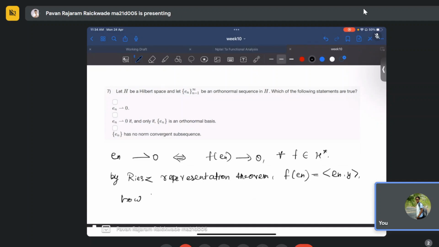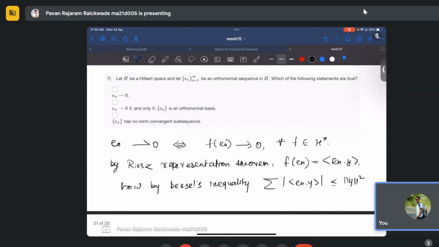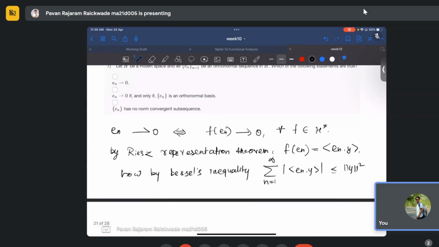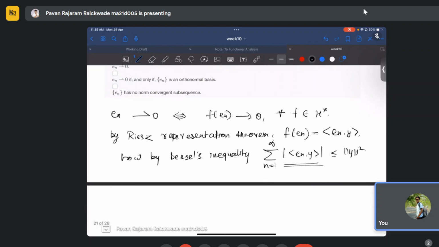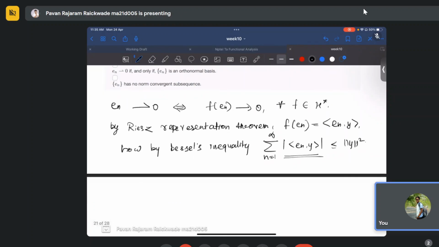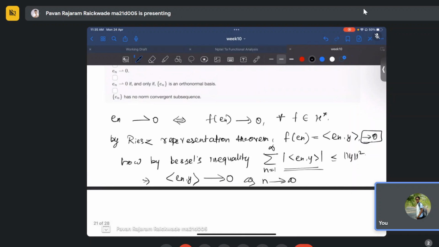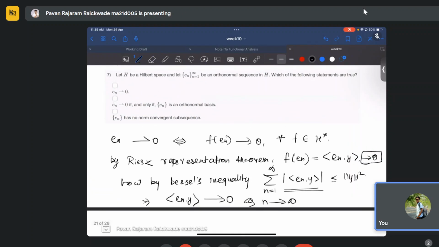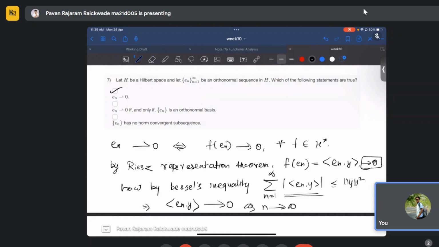now by Bessel's inequality, the summation of modulus of the inner product of En with y is less than or equal to norm y squared, with n going from 1 to infinity. That means this series is convergent, so its nth term has to go to 0. So this is what we wanted. This goes to 0 for every functional f belonging to H star. So En converges weakly to 0. So this one is true.